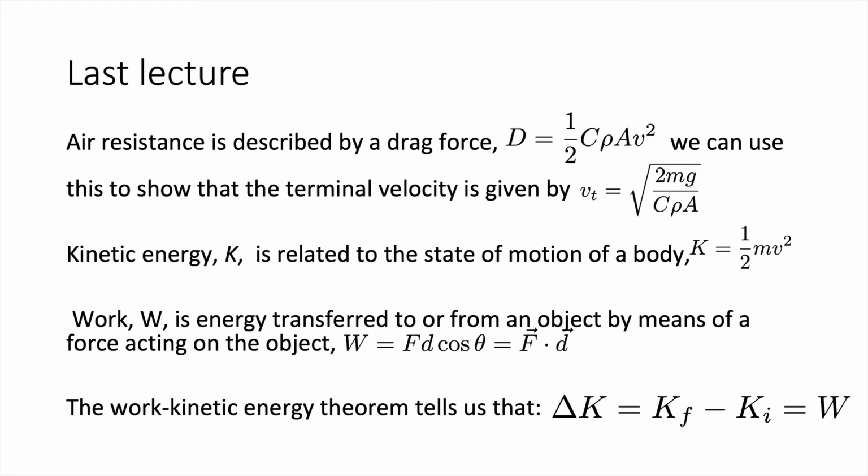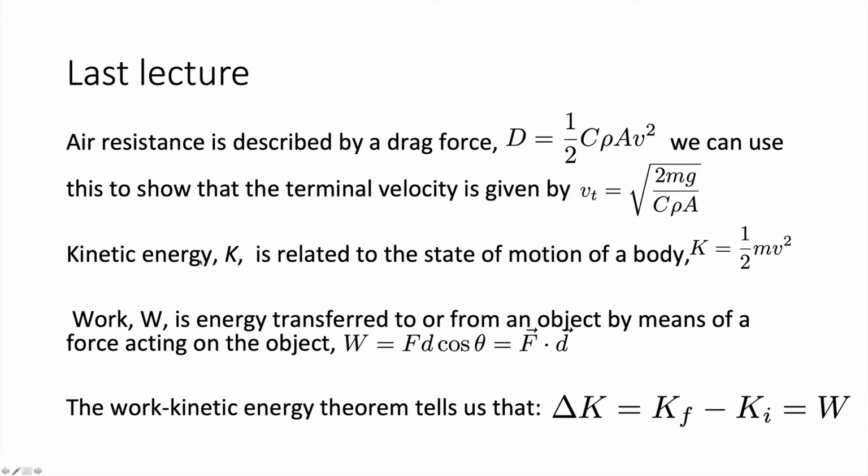So first of all, a quick recap of the most important ideas from the last lecture. In the last lecture, we saw that air resistance can be described by a drag force, where the drag force is given by a half C, a constant which depends on the surface material, times rho, the density of the air or fluid through which the object's flowing, A, that's the cross-sectional area, times the speed squared. And we can use this to show that the terminal velocity is given by this expression here. So to do that, we just set the weight force equal to the drag force.